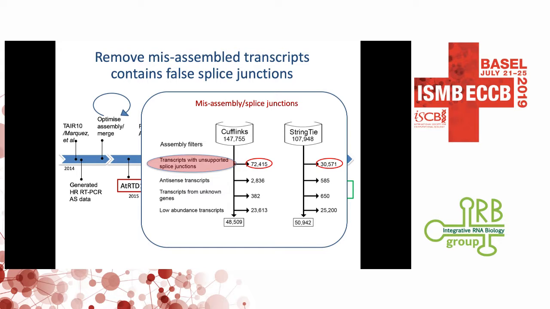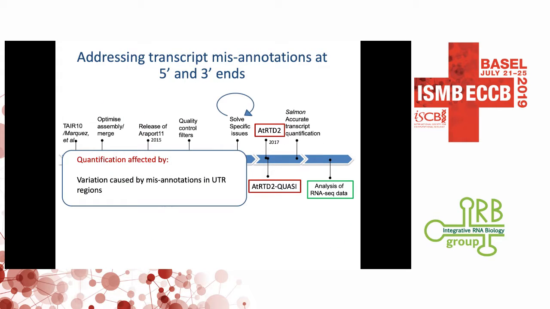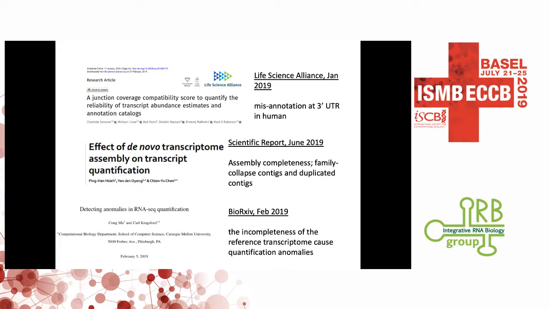Just by removing the transcripts with poorly supported splice junctions, we remove about 50% of the transcripts put together by Cufflinks, and 30% of those put together by StringTie. Also, the quantification is strongly affected by variations coming from misannotations at the 5' and 3' UTR regions. So we identified these problems in Arabidopsis.